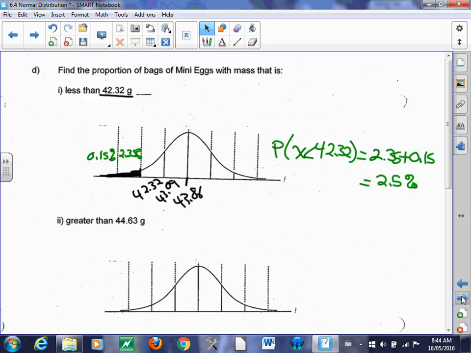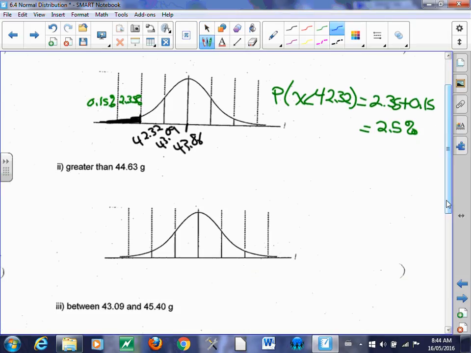Okay. Next one says greater than 44.63. All right. So taking a look at the next one, example 2, our middle point was 43.86, so we got to go greater than that. The next one was, sorry, I lost my sheet there. Yeah, and the last one was 44.63. So this is our start of our area, and there is our closing of our area, and it's greater than.